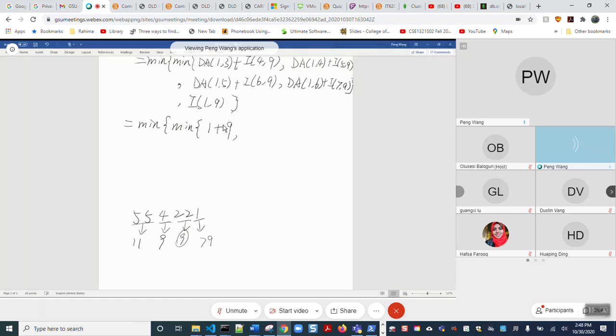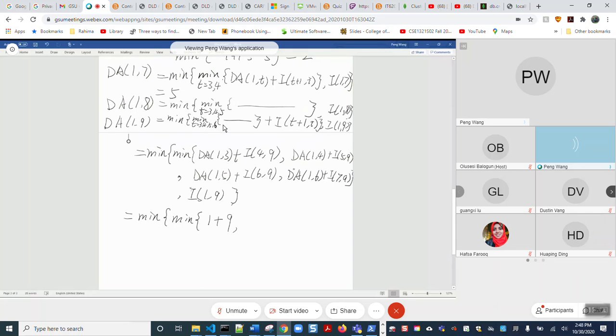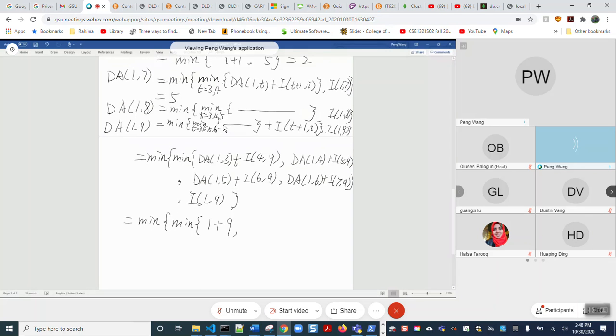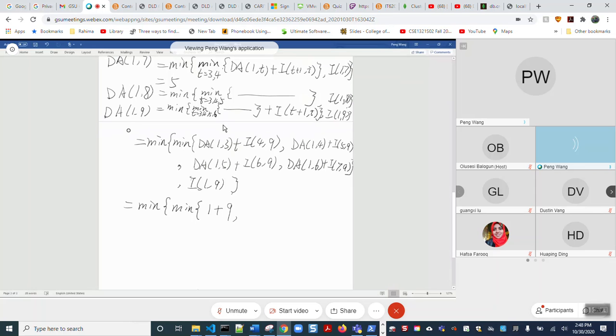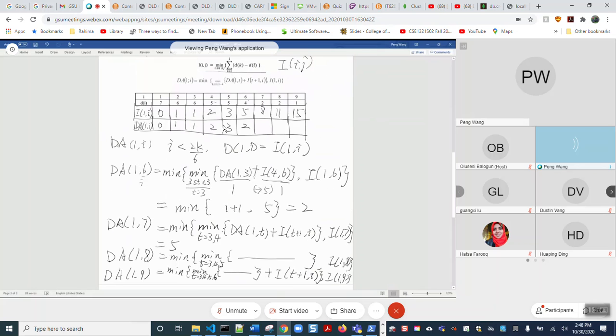And the second one is DA1 4 plus I 5 9. So it is 2 plus 6. And the third one is 3 plus 3. And the last one is DA1 6. We can find it from the table. It's 2.